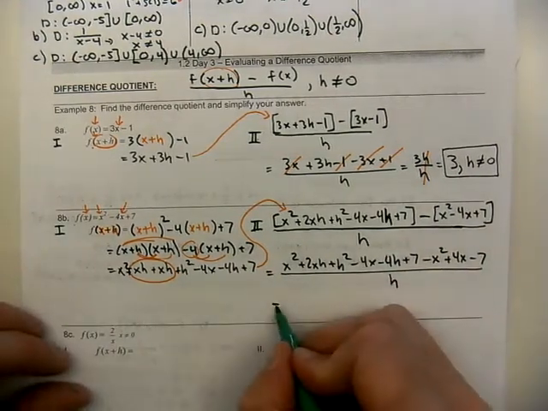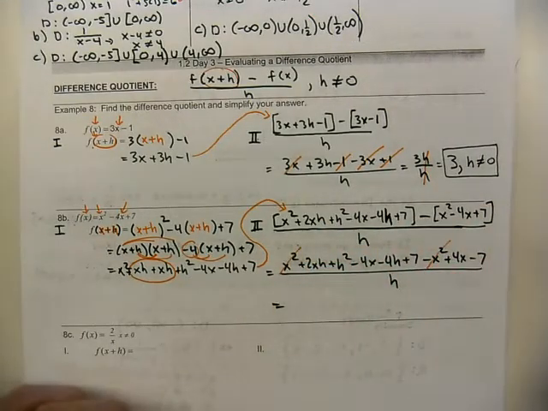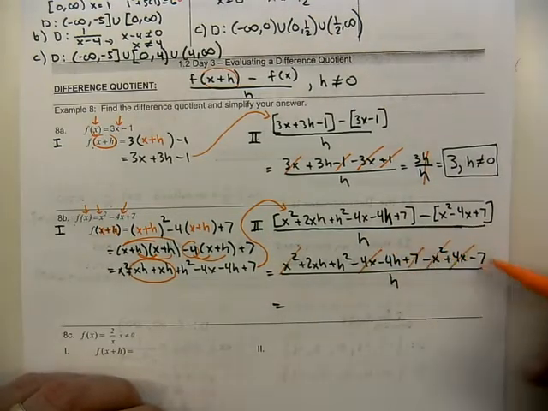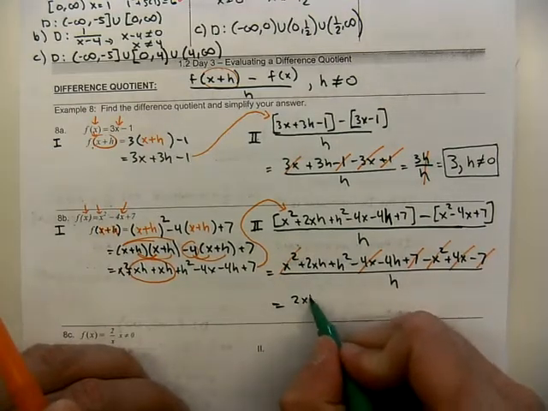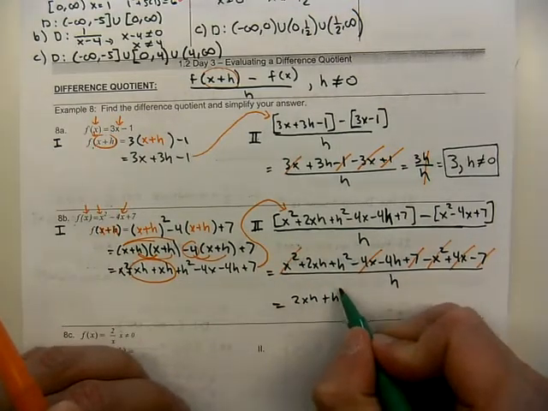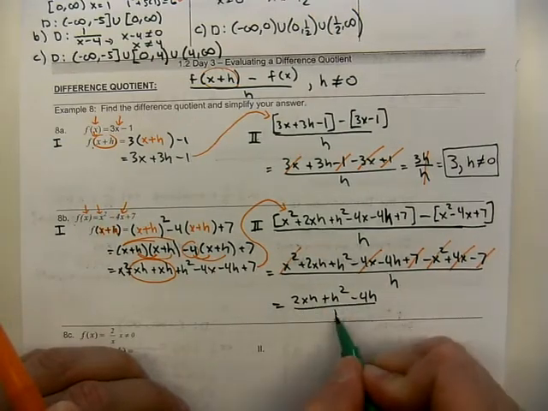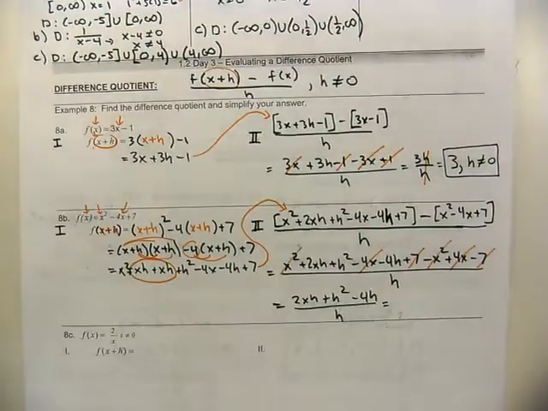All over h. So let's see what cancels out. X squared minus x squared cancels out. A negative 4x plus 4x cancels out. And a positive 7 with a minus 7 cancels out. We are left with positive 2xh plus h squared and a minus 4h all over h. Can we reduce this fraction?